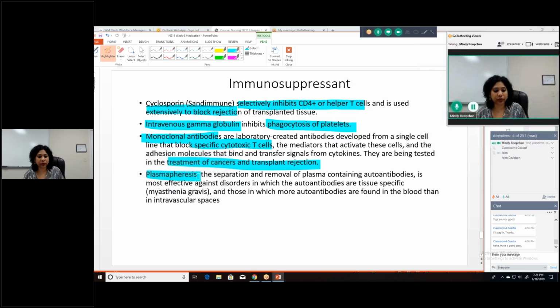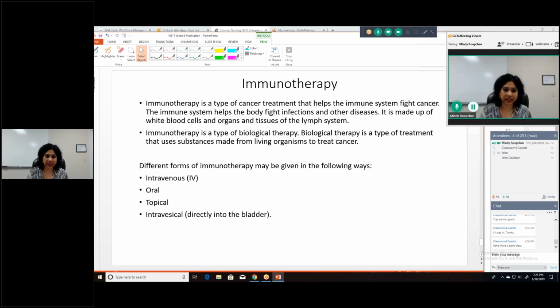And then plasmapheresis, this is going to be the separation and removal of plasma containing autoantibodies. It's effective against disorders in which autoantibodies are tissue-specific, like myasthenia gravis. And in those where more autoantibodies are found in the blood than in the intravascular spaces.